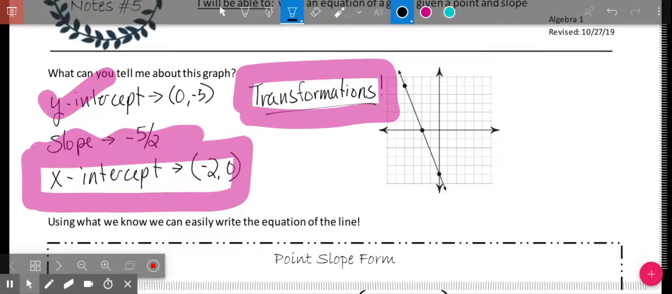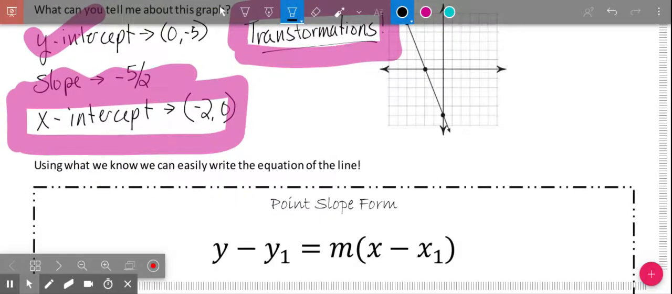Well, the great thing is that since we already know those pieces, we can already write the equation of the line. Those are like the bare minimum pieces that we need in order to write this equation.